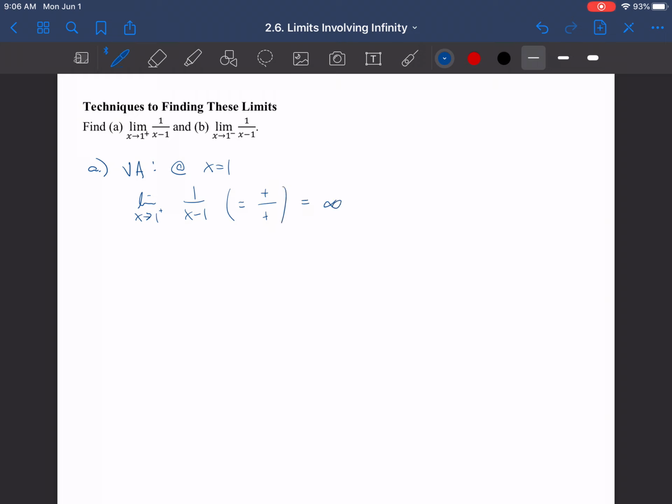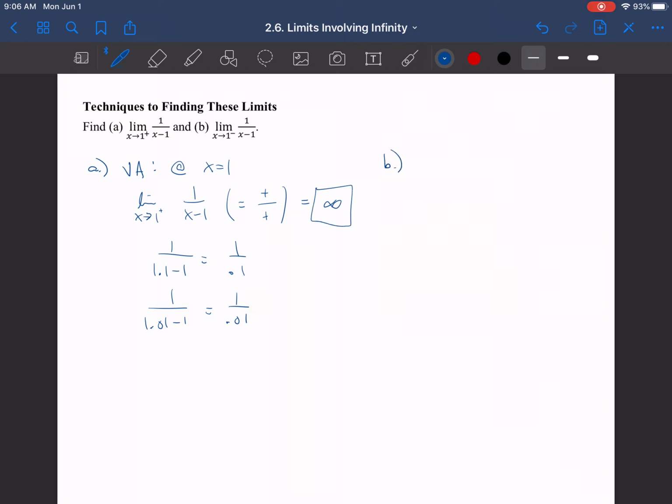And if you wanted, you could think about this as 1 over 1.1 minus 1, and that's 1 over 0.1. And then you could do 1 over 1.01 minus 1. That's 1 over 0.01. As our x value gets closer and closer to 1, that denominator gets smaller and smaller, and therefore this blows up to infinity.